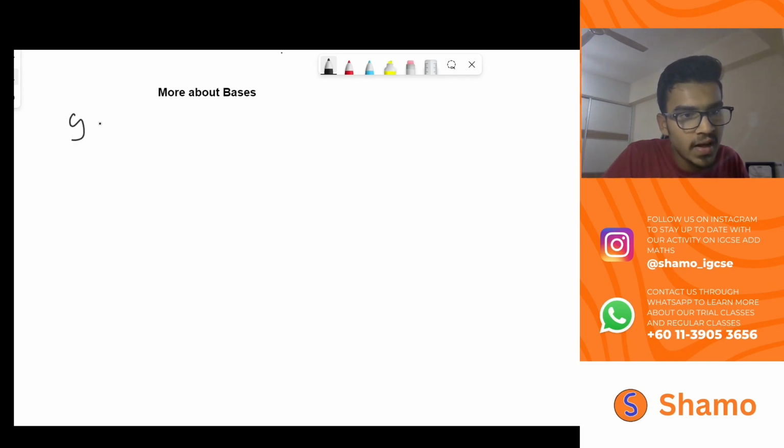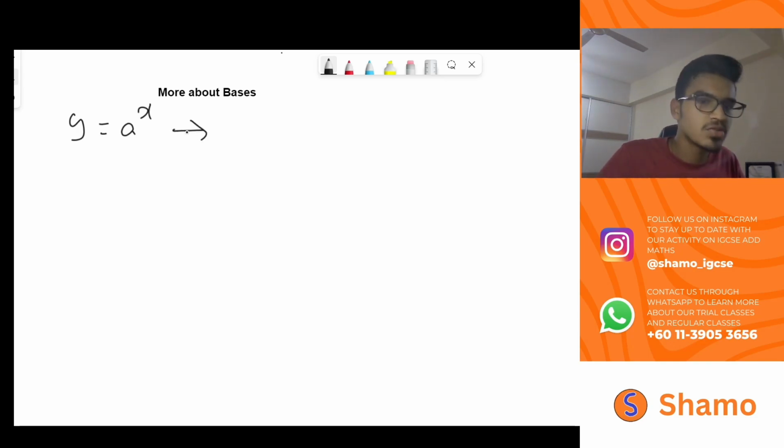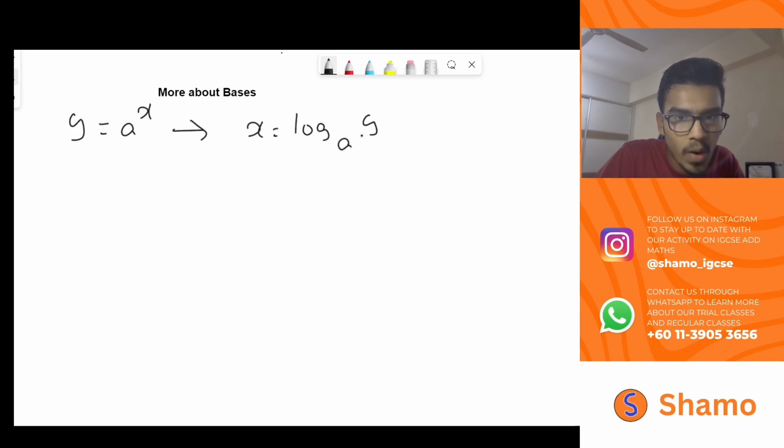So suppose y is equal to a power x. Now I'm not using a, b, c anymore because I'm going a bit more professional. This is how it's generally written, because y and x are our favorite variables. Then x is equal to log base a, y. Nothing new over here, okay?